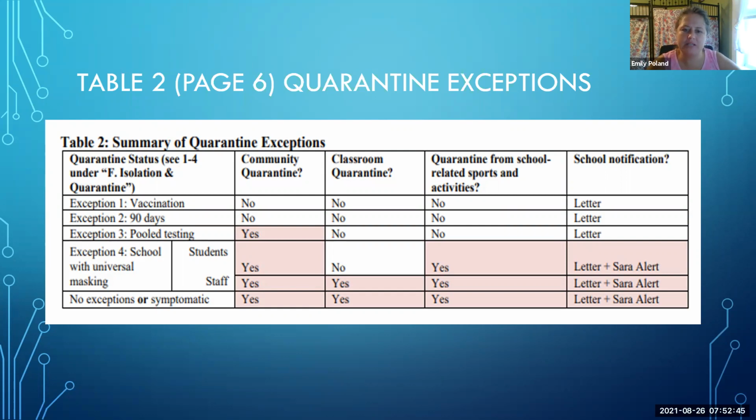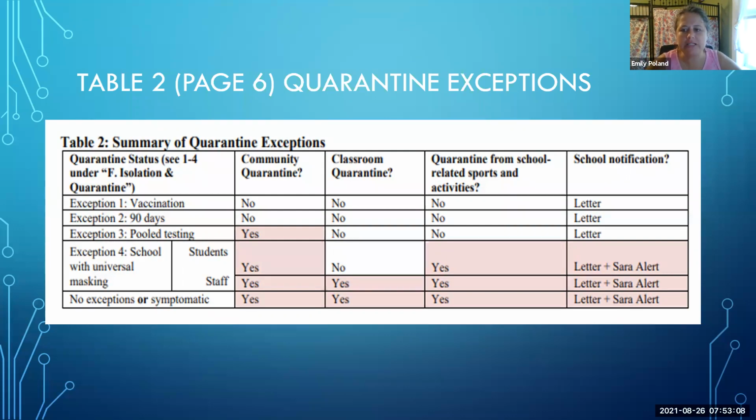So someone who is vaccinated, this is exception number 1. They do not need to quarantine. They do not need to quarantine from school. They do not need to quarantine from school-related activities, and they can just be notified of their exposure. That's what that means. The school notification, they are just notified. So email, phone call, whatever you're doing for notification of your close contacts.